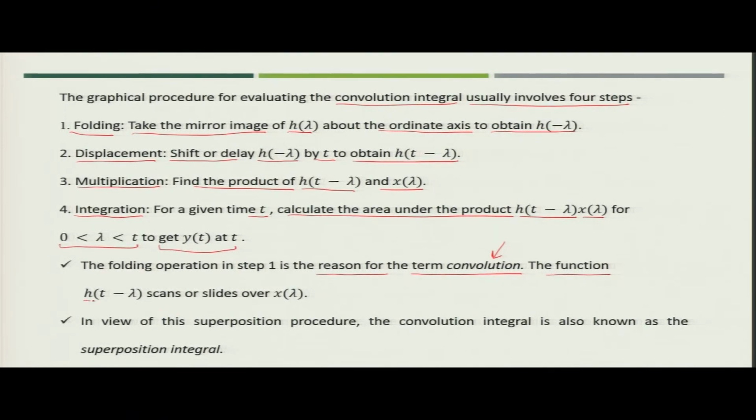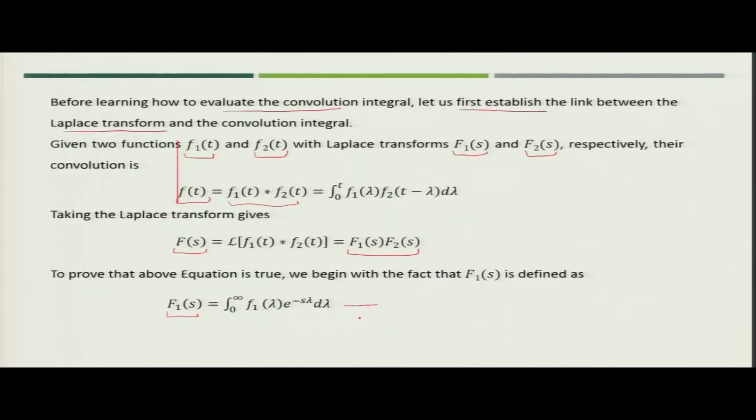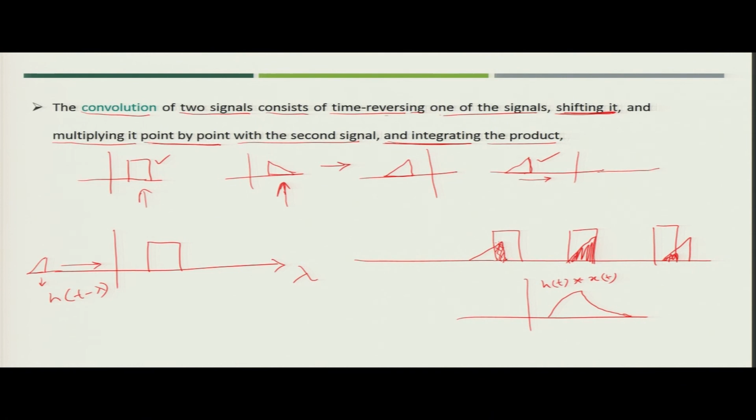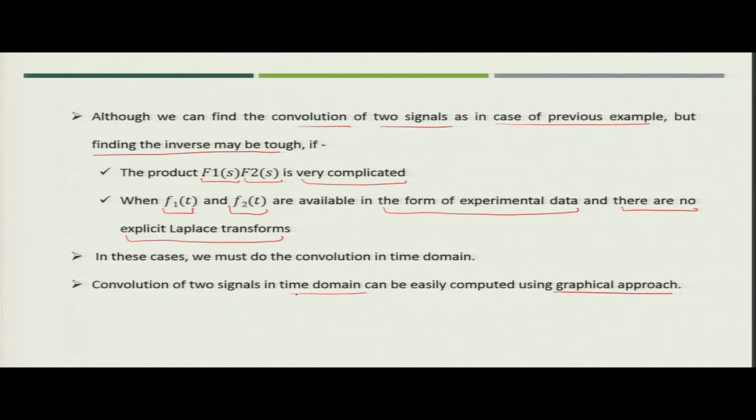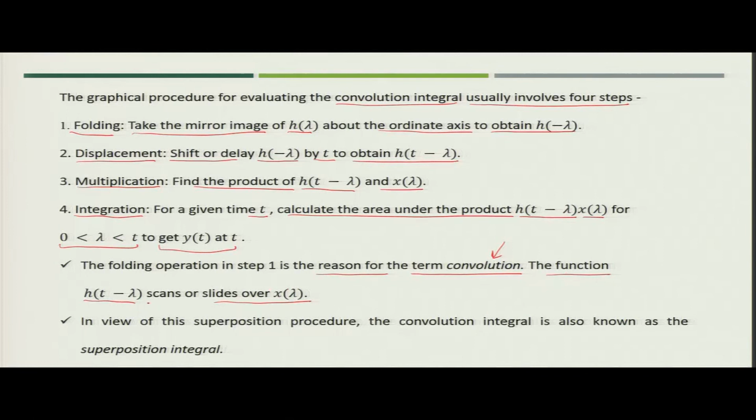Now, the function h(t minus lambda) scans or slides over x(lambda). This is what we saw in the example we were discussing, that when you slide over the given signal and take the product of each and every term and then sum it up, you get the value of the integral. So, you utilize the shifting function which will scan or slide over x(lambda) to get the final integral. In view of this, because this is also a superposition of the function h(t minus lambda) over x(lambda), the convolution integral is also known as the superposition integral.